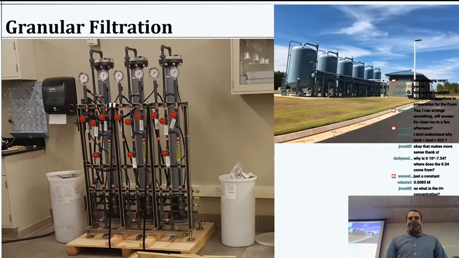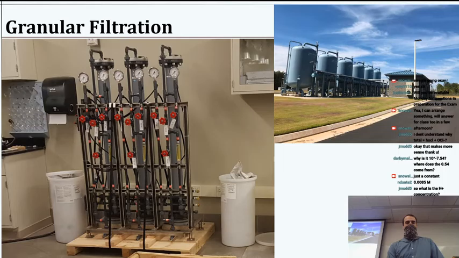So just as a couple examples here, in my lab, I would show you, if we were allowed to have more people in the lab. If you're really interested, we can make an appointment and you can come see it. But I was given this set of three granular filtration units. These ones have this special media called Green Sand Plus and anthracite. It's like activated carbon kind of stuff.